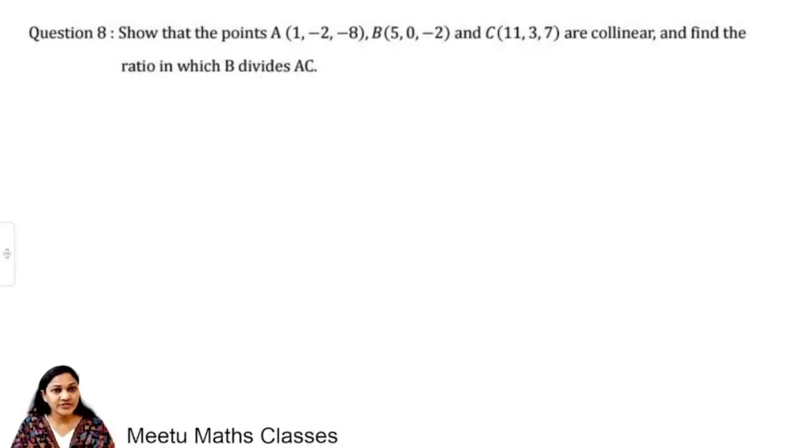Your next question is, show that the points A, B and C are collinear and find the ratio in which B divides AC. So first of all we are supposed to show that the 3 points are collinear, and the 3 points will be collinear if the sum of two distances will be equal to the third. So let us make three vectors.